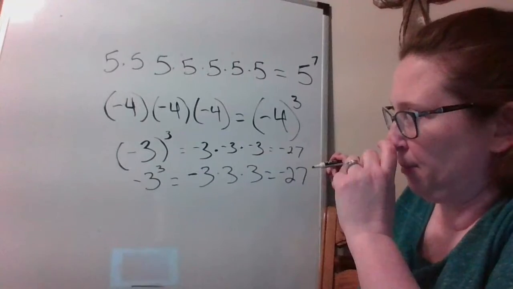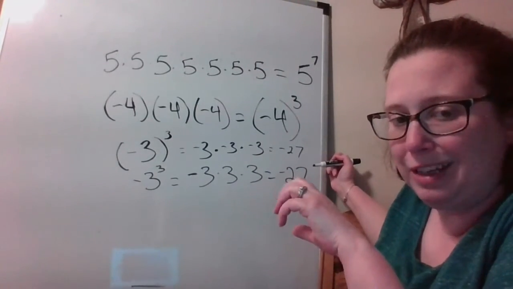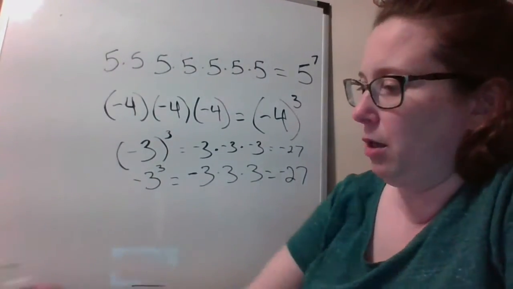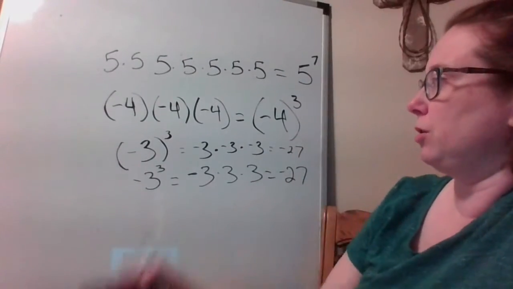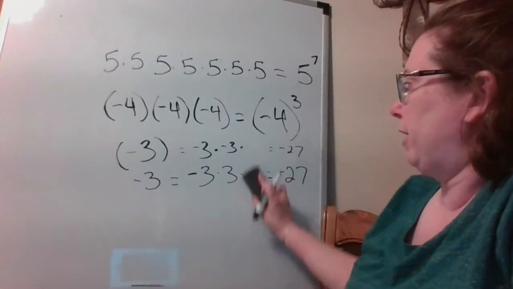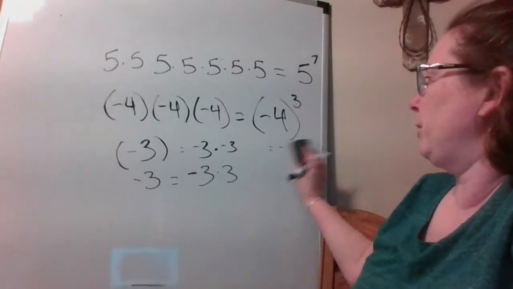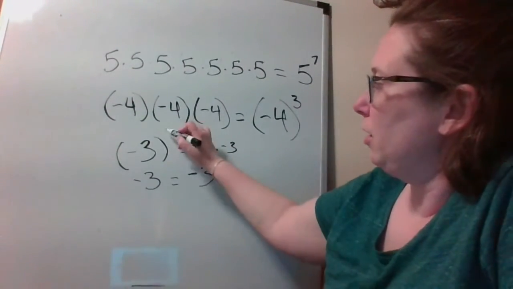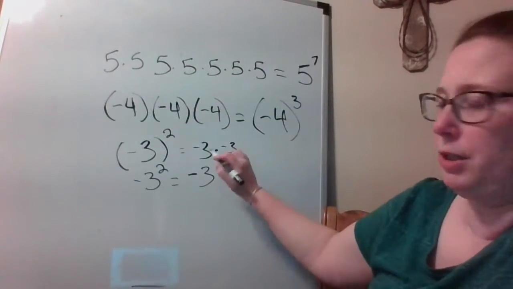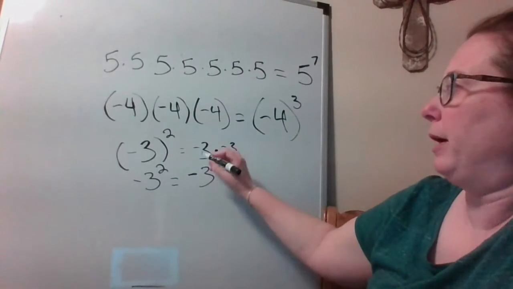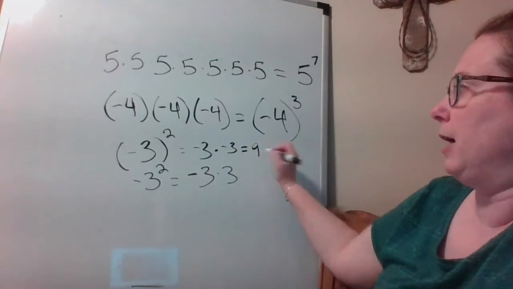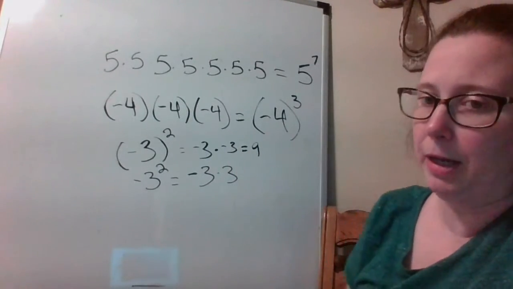The issue happens if you have an even exponent. So watch what happens if I change this exponent to be squared rather than cubed. So if we say here, I have -3 times -3. Well, negative times a negative is positive. 3 times 3 is 9. So that answer would be 9.